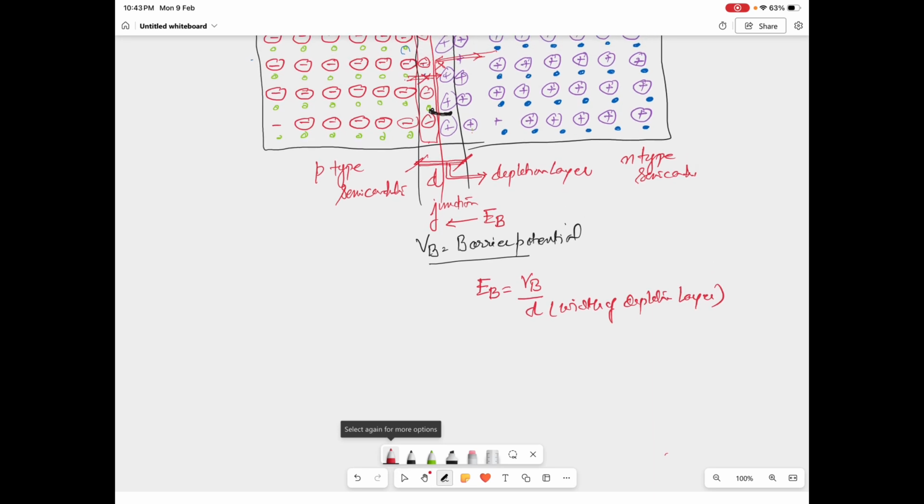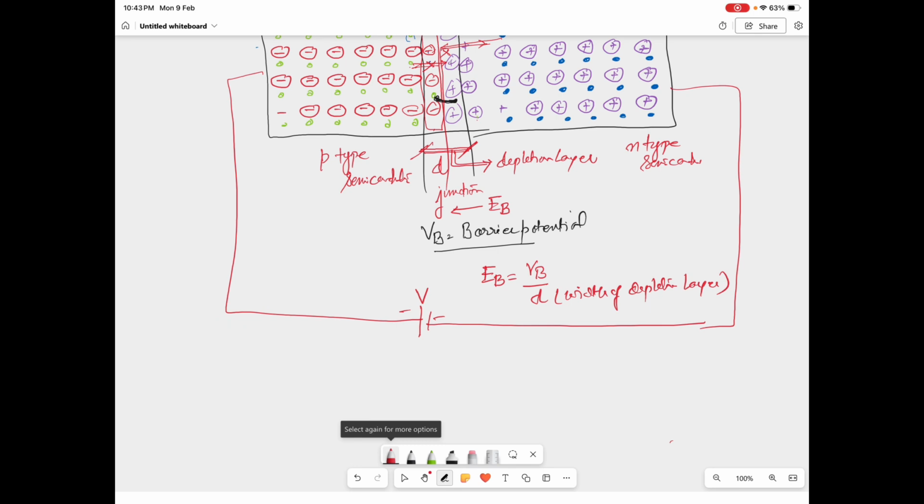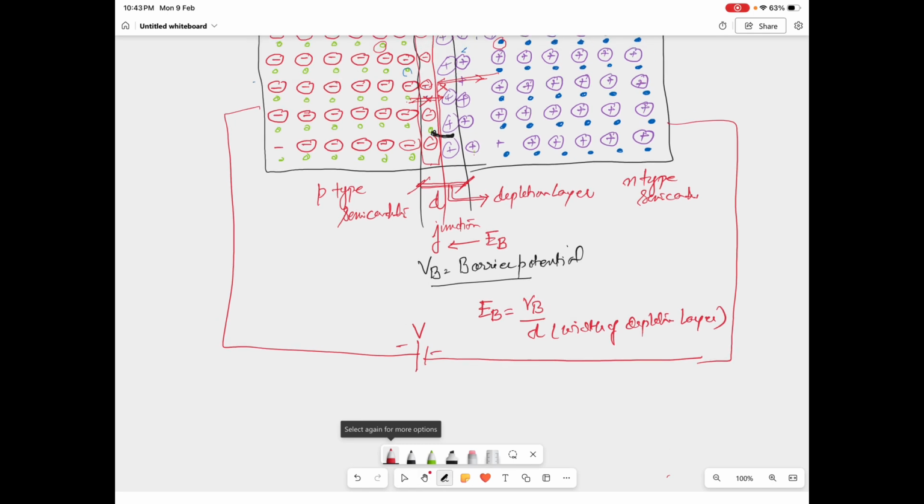Now, when we apply a positive voltage to the P side and a negative voltage on the N side of a battery like this, such that the P semiconductor is positive and the N side is negative, what happens? It will create an electric field, making holes move to this side. Holes start moving to this side, and similarly, because of the electric field, electrons start moving to this side.